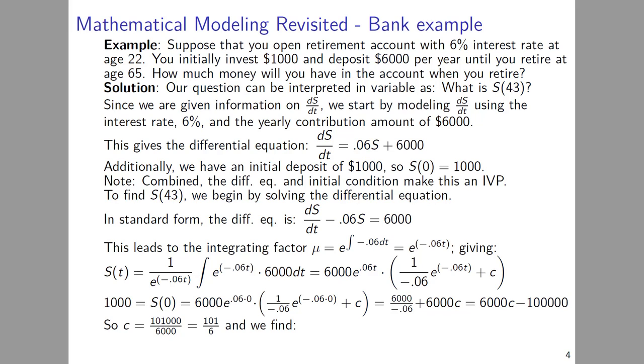And we find that S of t is 6,000 e to the 0.06t times 1 over negative 0.06 e to the negative 0.06t plus 101 over 6. And evaluating at 43 gives us that S of 43 is roughly $1,232,000. A little bit less than the person who inherited $100,000 and just put it in a bank account, making no more contributions.